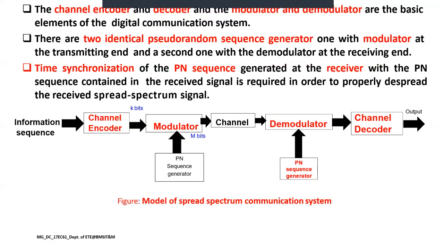The time synchronization of these two pseudo noise sequence signals, one generated at the receiver and one which is there in the received signal, is an important factor, and that is required for proper despreading of the received signal.